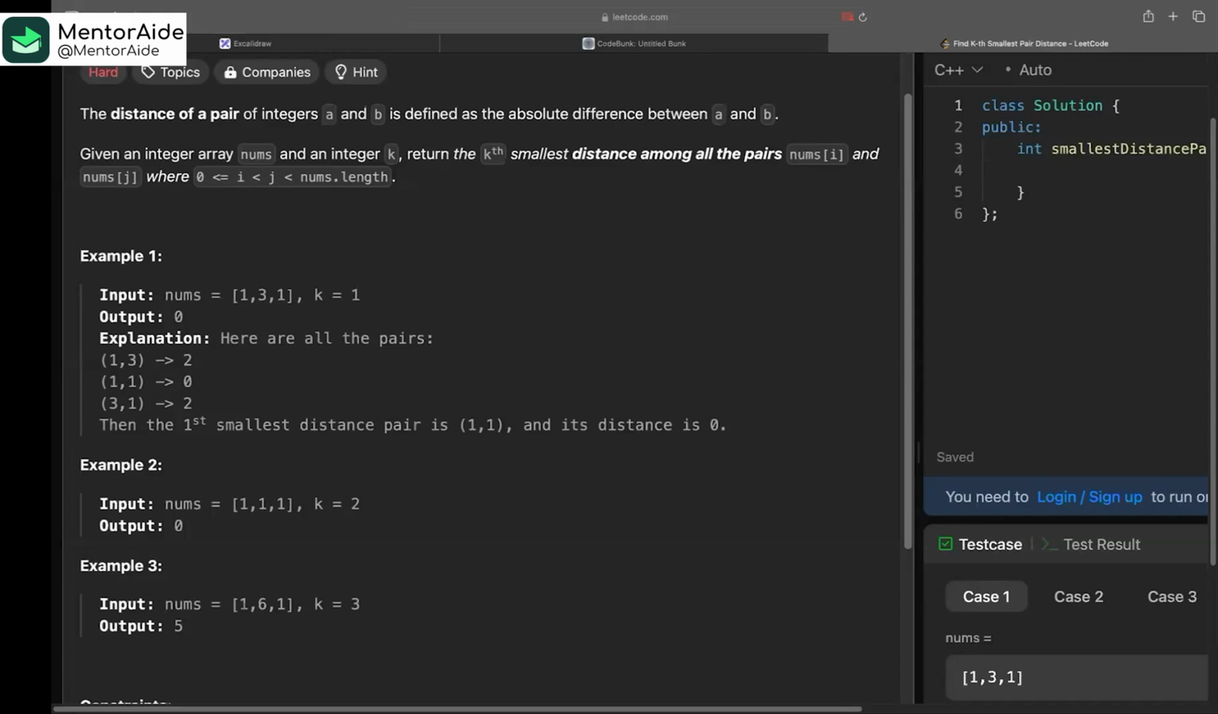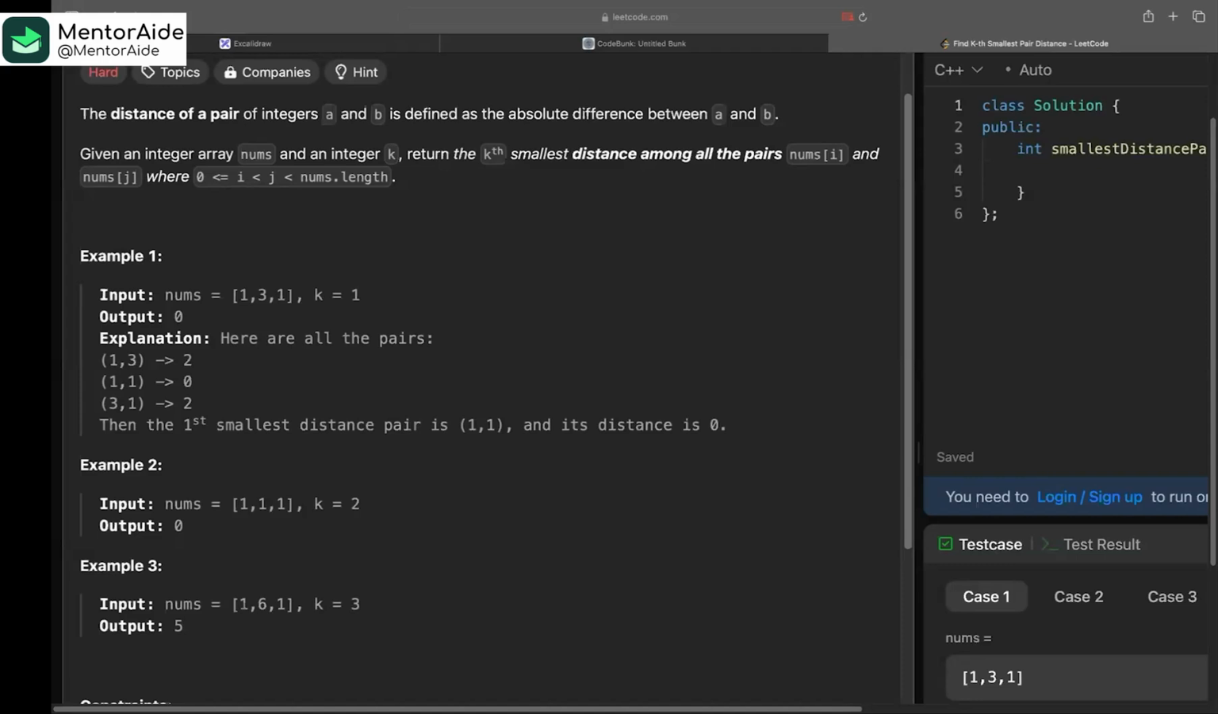The first layer is already solved. Anyone have any idea how we are going to do it? And your array is already sorted. It should make it easier for you guys. If we are using sliding window, we'll keep expanding the window until I get the difference greater than k, correct. Yeah.